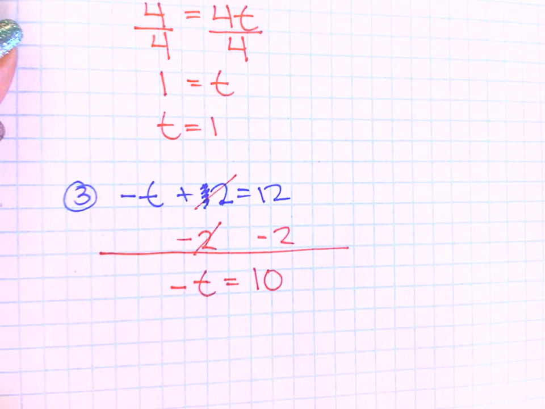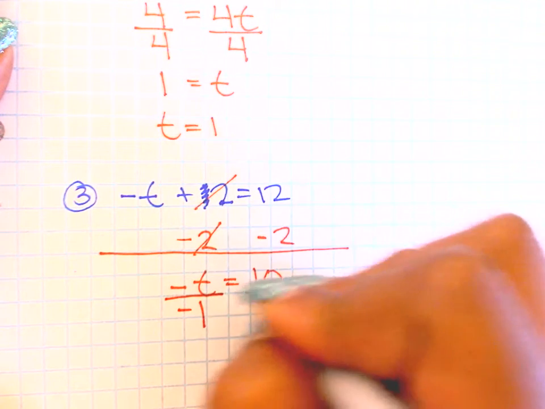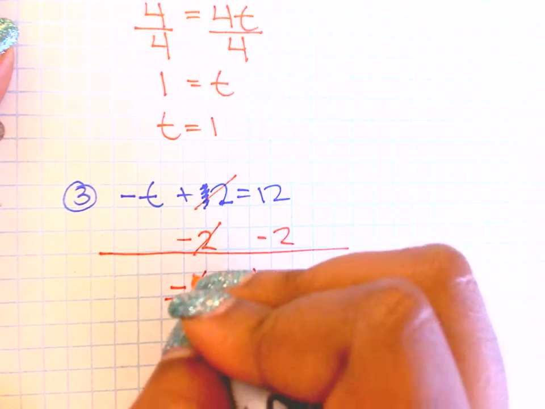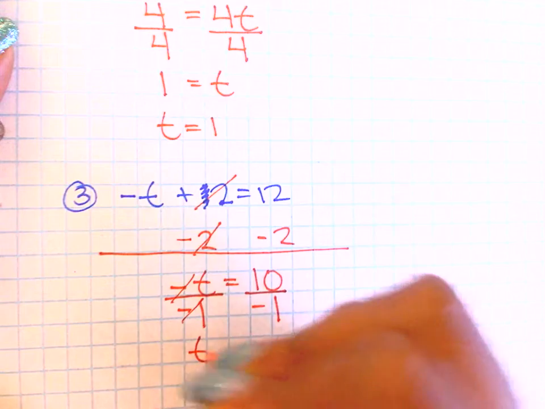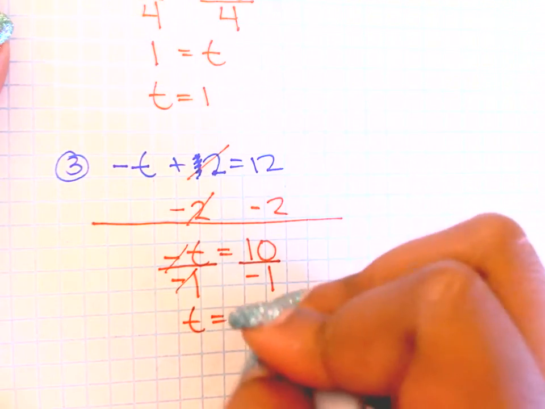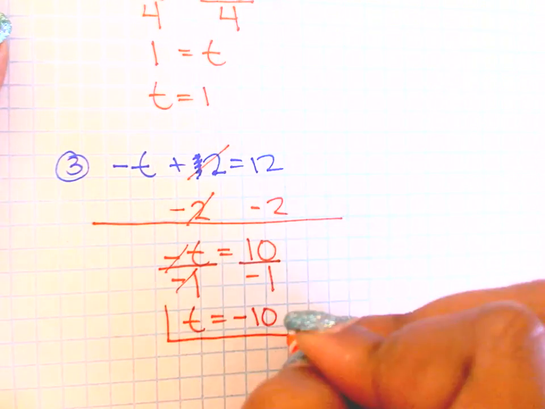Now this is where we got confused on our pretest. You guys didn't know what to do with the negative t. A variable is not isolated because that invisible 1, that invisible friend 1, is still in front of t. So what you have to do is divide by negative 1 on both sides to get rid of the negative 1 next to the t. So now my negatives cancel. I am left with t equals 10 divided by negative 1 is negative 10. Negative 10.